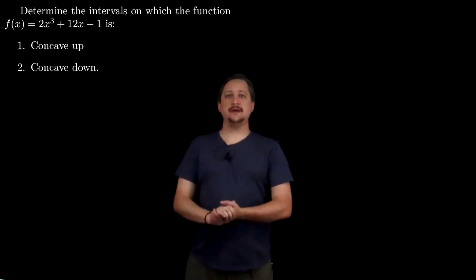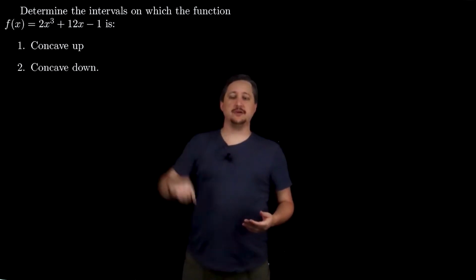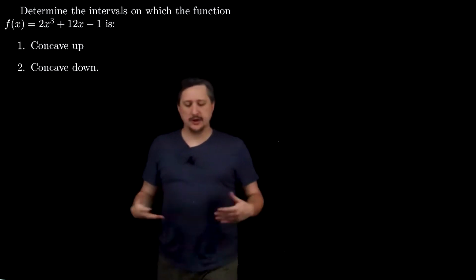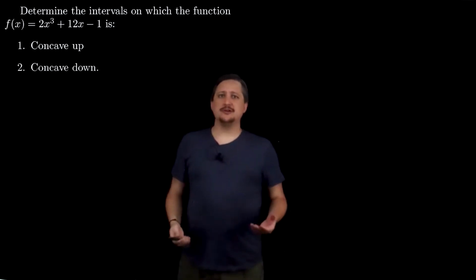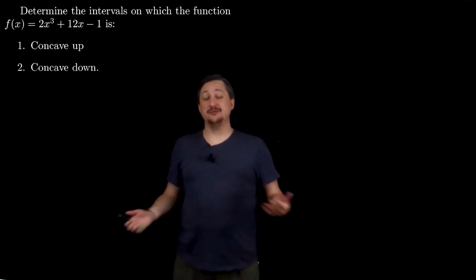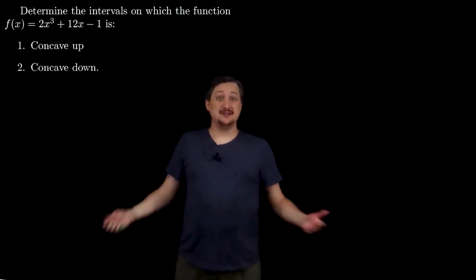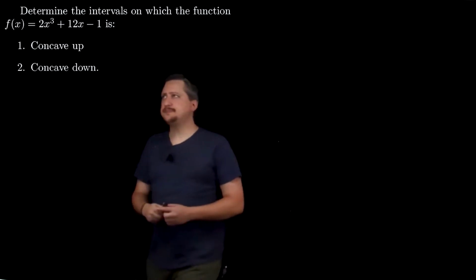Hello. So in this example, we are wanting to know when our function f of x up here is concave up or concave down. So remember, concavity is all about the second derivative. And in particular, when the second derivative is positive, it's concave up. When it's negative, it's concave down. So really, what this question is asking is to build a sign chart and record the result. So that's what we're going to do.